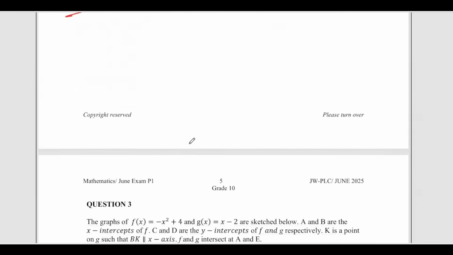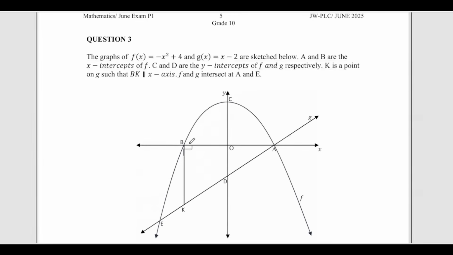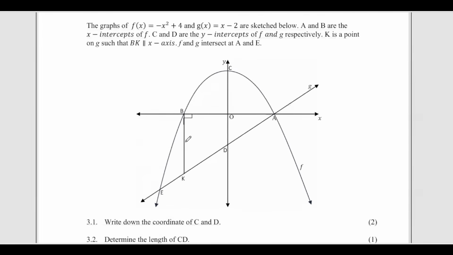Now question number 3, which is the functions. They're telling us that the graphs of f of x, which is the parabola, and g of x, which is a straight line, are sketched below. A and B are the x-intercepts of f. C and D are the y-intercepts of f and g respectively. K is on that, such that we have lines that are parallel. So this is parallel to that. All right, then I want us to write down the coordinates of C and D.